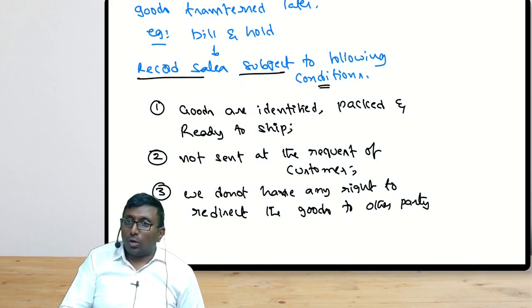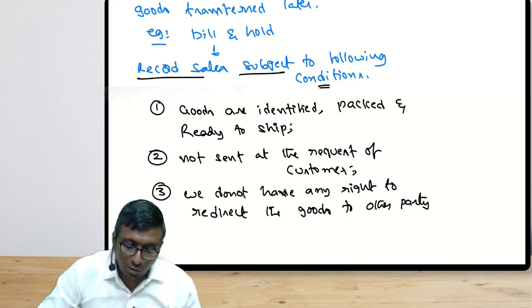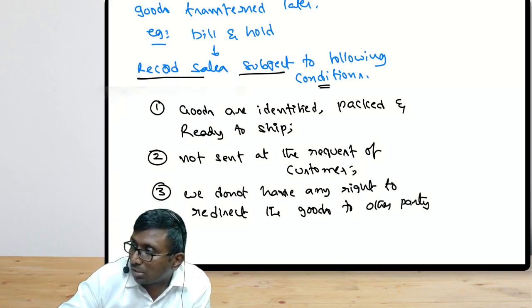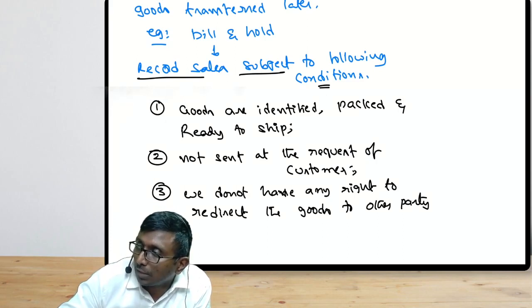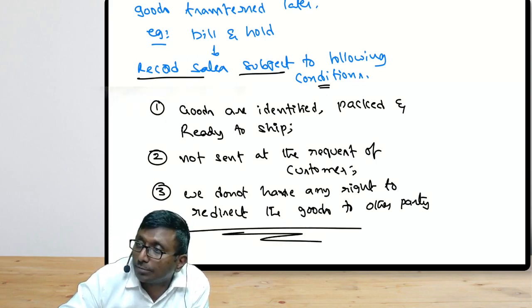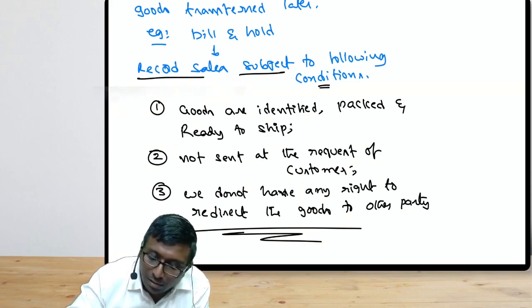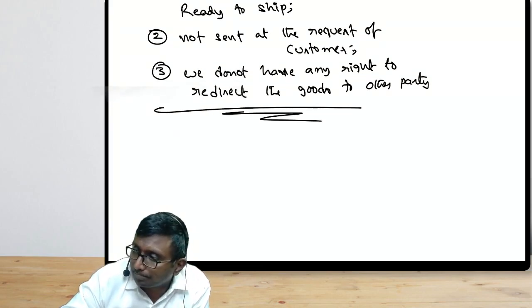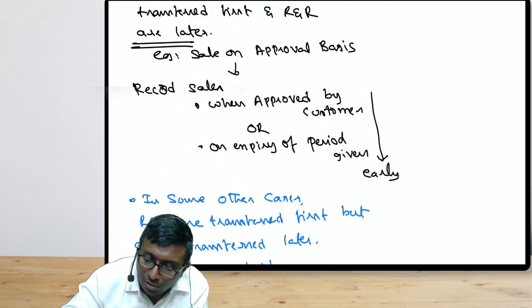Have you understood? Then only you can say yes, sale is complete. Otherwise, no, sorry, sale is not complete. Have you understood? Clear? Yes, exactly. So this is the one. Like this, many situations are there. We'll come to situation 1, 2, 3, 4 and all will come.